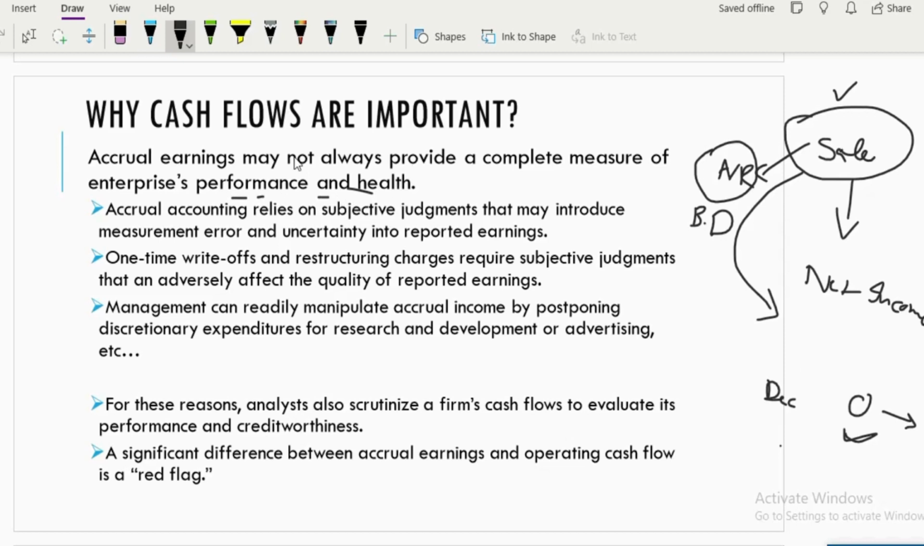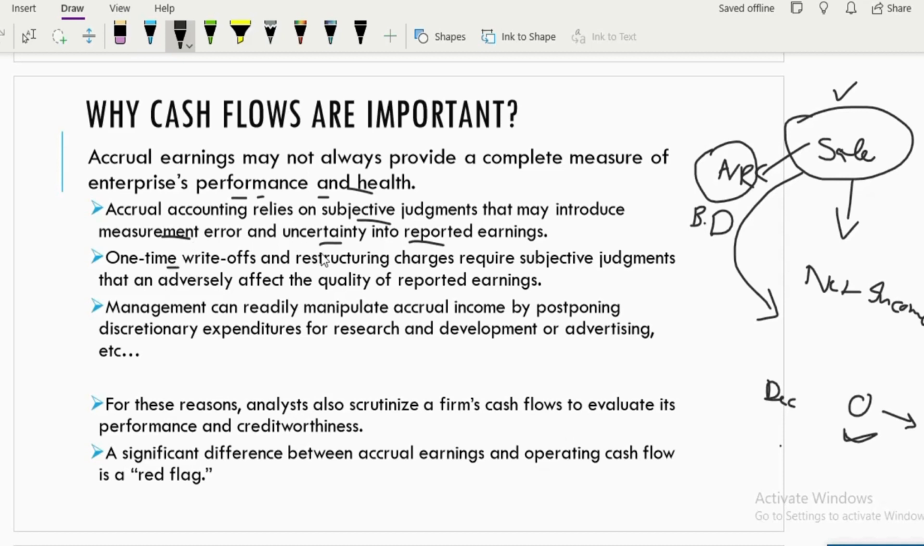So as I said, let's summarize why we need to look into the cash flow statement. Because accrual accounting, which is the income statement, relies on subjective judgments that may introduce measurement errors and uncertainty in the reported earnings. Sometimes we have estimates as well, like bad debt expense, so they are subjective judgments. Because of a wrong interpretation or wrong calculation, we could face trouble later on.